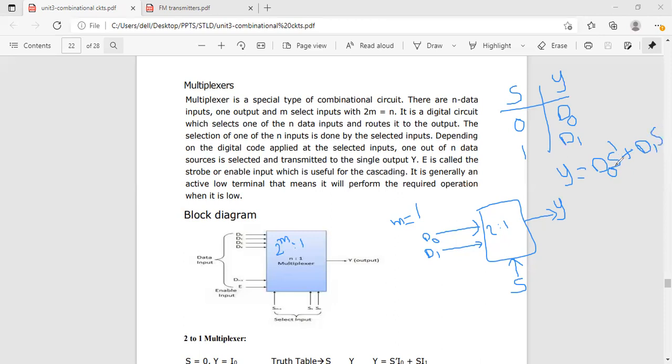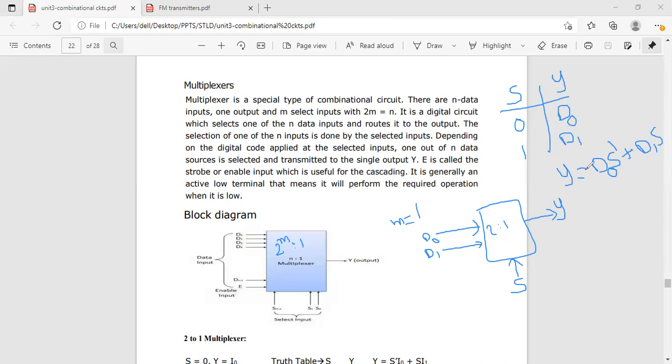If S is equal to 0, this data will be selected. If S is equal to 1, this data will be selected at the output. So you can verify this one. Put S is equal to 0. If S is equal to 0, S bar means 1. So Y is equal to, you will get D0. If S is equal to 0, this is also 0. So D0 plus 0 means you will get D0 at its output.